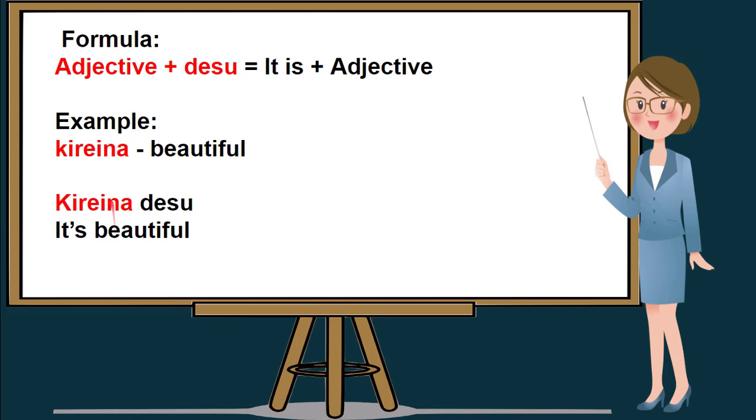Another example is the use of kirena, which means beautiful. All we need to do with this adjective kirena is we need to add desu. Kirena desu means it's beautiful in English. Once again, let's read this one. Kirena desu. In English, it's beautiful.